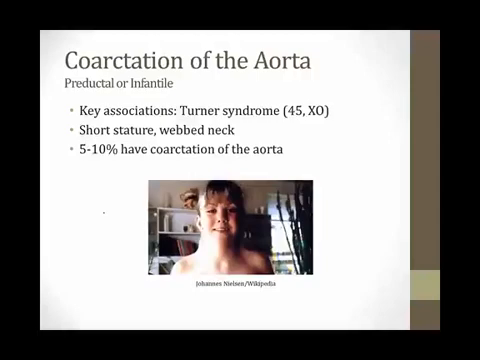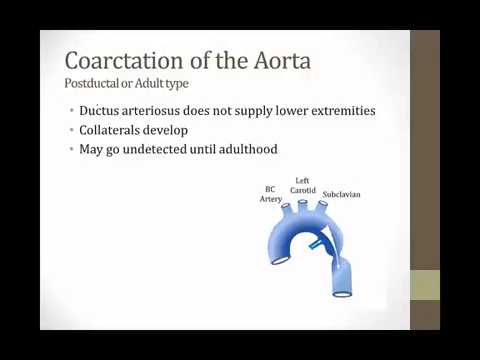In the genetics section, I talk about Turner syndrome, where girls are born missing an X chromosome. They tend to have short stature and a webbed neck, like what I've shown on the screen here. And 5 to 10% of girls with Turner syndrome have coarctation of the aorta. And it turns out that Turner syndrome patients more commonly get this preductal type of coarctation compared to other patients. Turner syndrome patients can get all types of coarctation, but they do tend to get more of the preductal type. Luckily, the preductal type is uncommon.